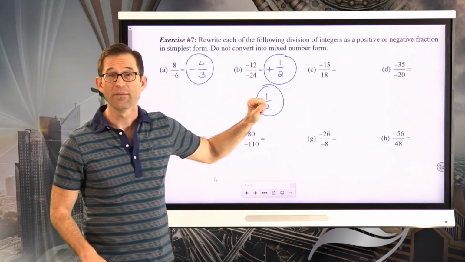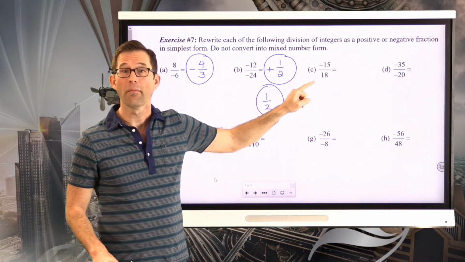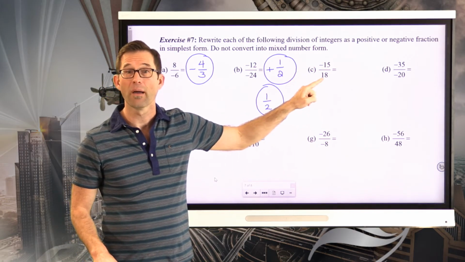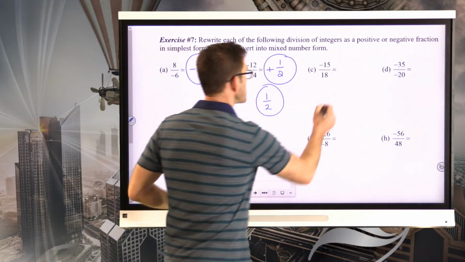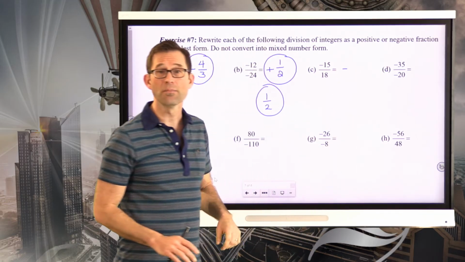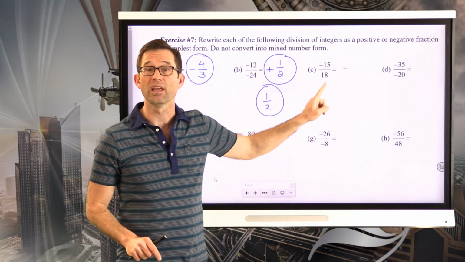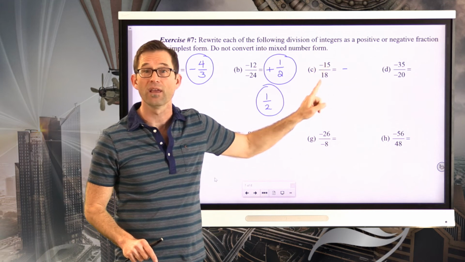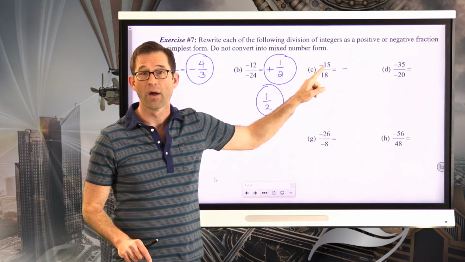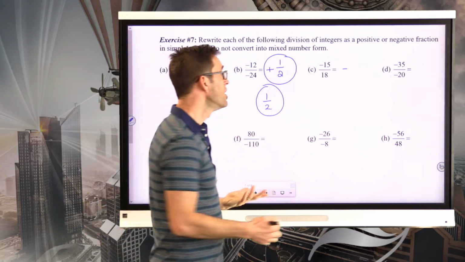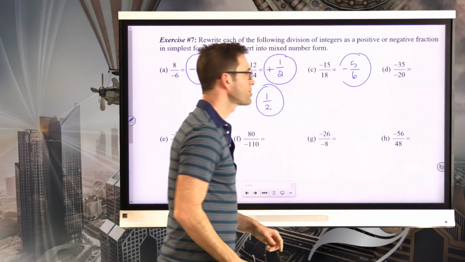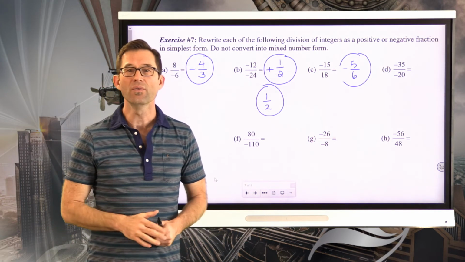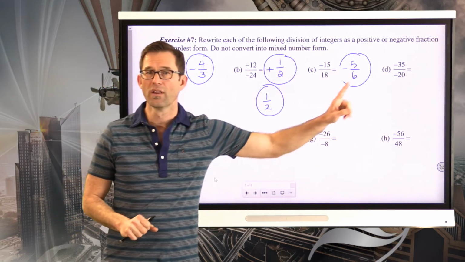Letter C, right? We've got a negative divided by a positive, right? Negative 15 divided by positive 18. Since we have a negative divided by a positive, our answer has to be negative. And now if I want to simplify it, I simply have to think about what 15/18 is. I can divide both 15 and 18 by 3. 15 divided by 3 is 5. 18 divided by 3 is 6. So that is all just negative 5/6.